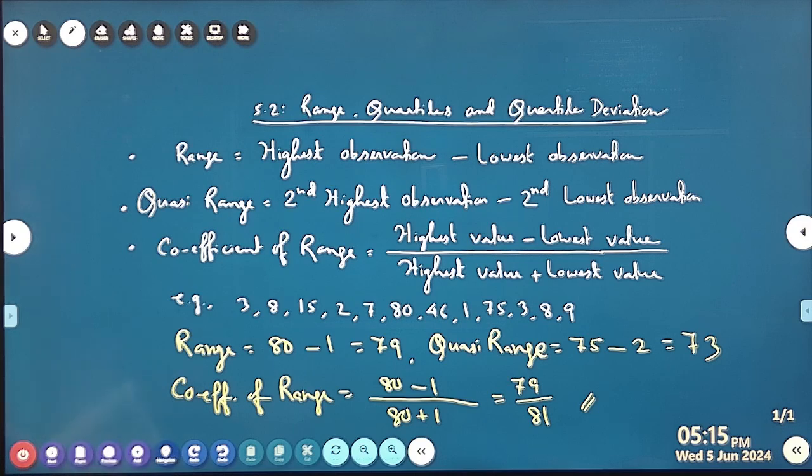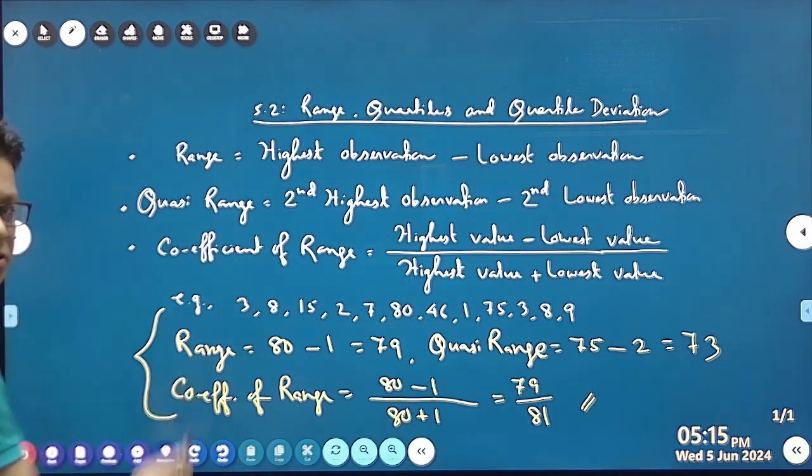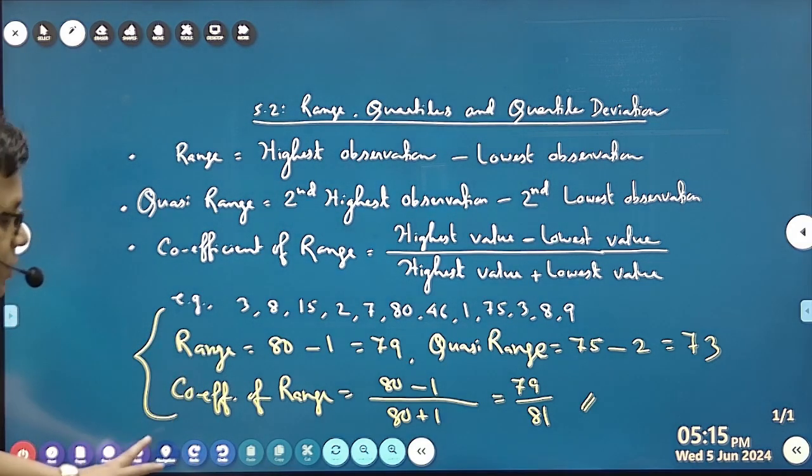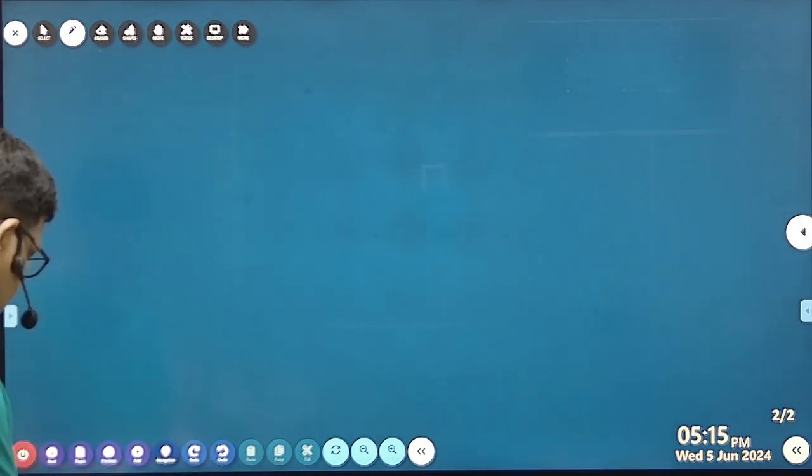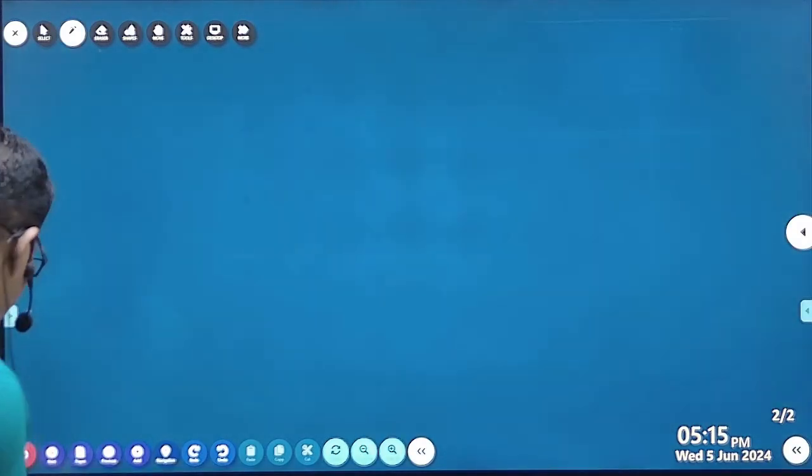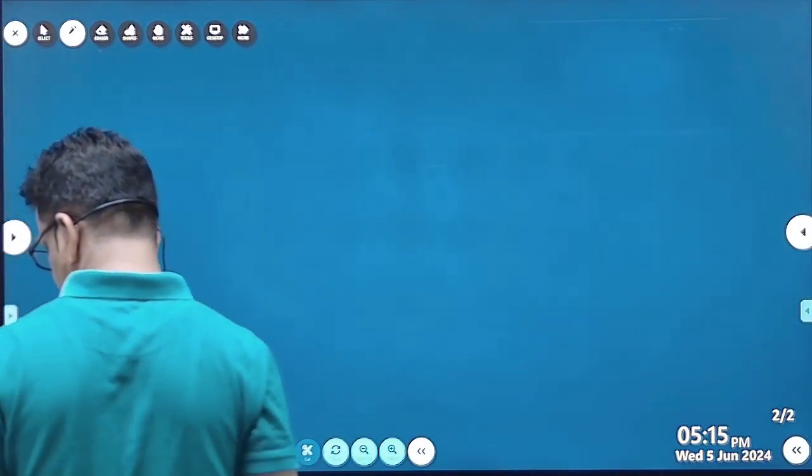Now I am going to start deviations, quartile deviations and all. Is it okay? These three are easy concepts. I don't think I need to explain again, right? So let's go to the next term. Let us write the definitions first, and then we'll find them one by one.